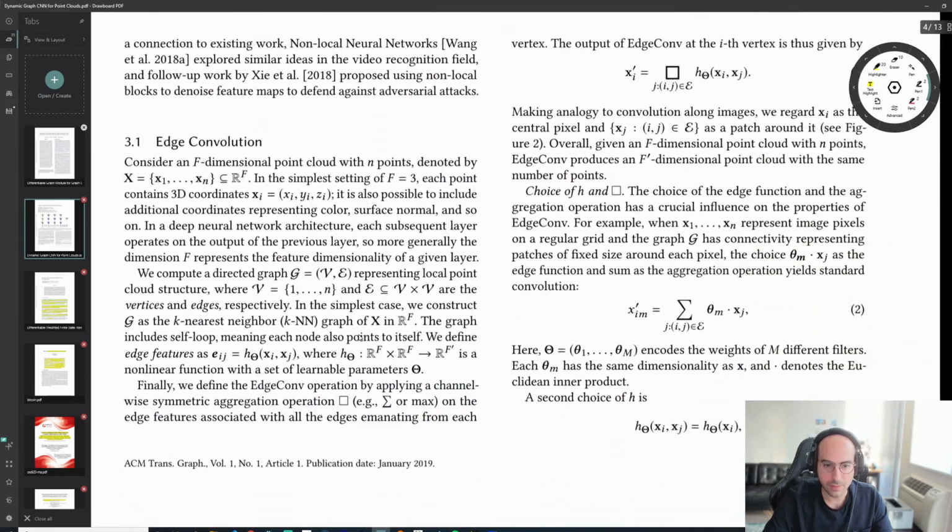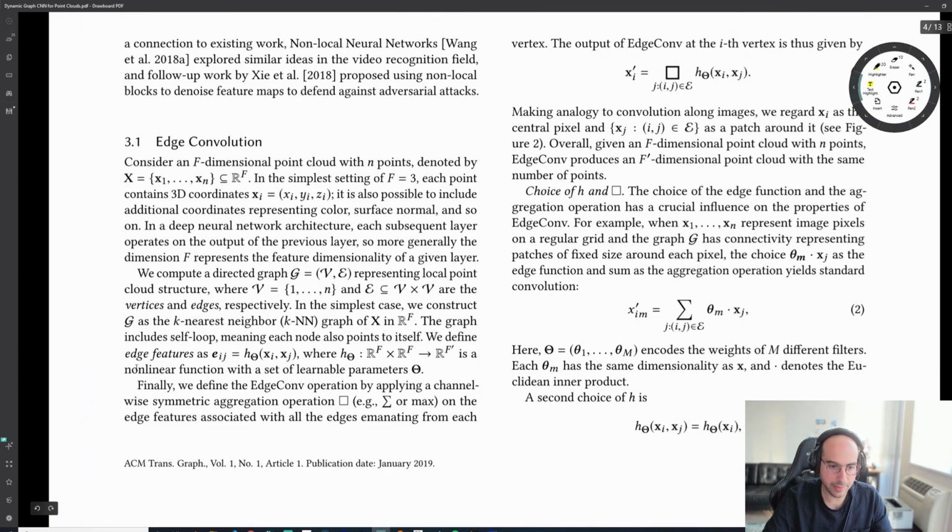So how does an edge convolution work exactly? You can see here that they define an edge convolution by applying a channel-wise symmetric aggregation operation.